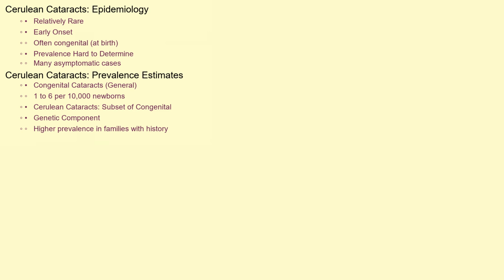However, studies suggest that congenital cataracts, as a whole, occur in approximately 1 to 6 per 10,000 newborns, with cerulean cataracts representing a subset of these cases. Due to the genetic component, they can be more prevalent in families with a history of the condition.